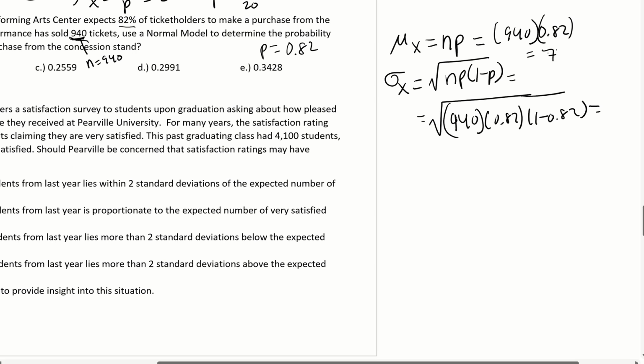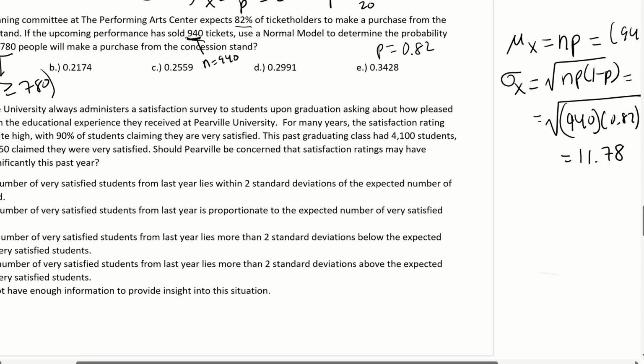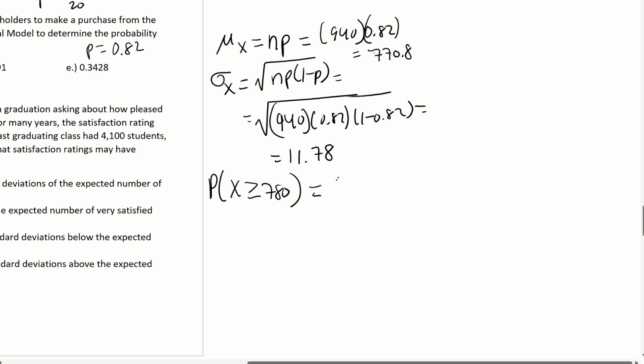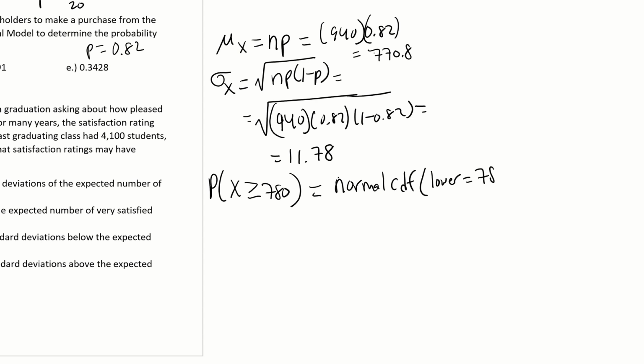Okay, so I get 770.8 for the mean, and I get 11.78 for the standard deviation. Then we want the probability that x is greater than or equal to 780. So we can use the normal CDF. We want it to be greater than, so the lower is equal to 780.